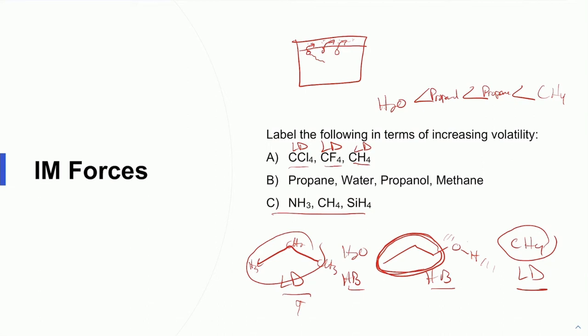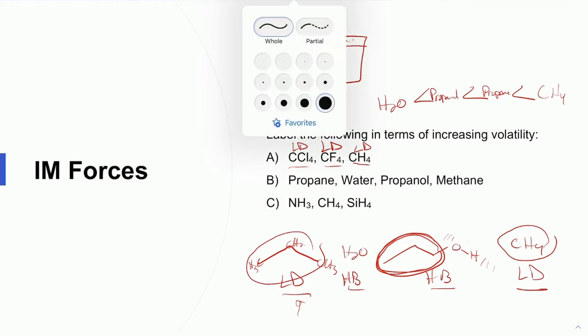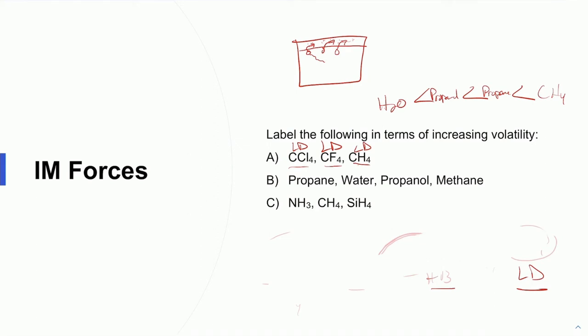Okay, so letter C: NH3, CH4, and SiH4. Let me erase these really quick so we can have some room. If we're figuring out the most dominant intermolecular force, NH3 has H bound to an N, which can then bind to another N on another NH3. So that is a hydrogen bond. CH4, we've dealt with that in the previous two. We know that's London dispersion.